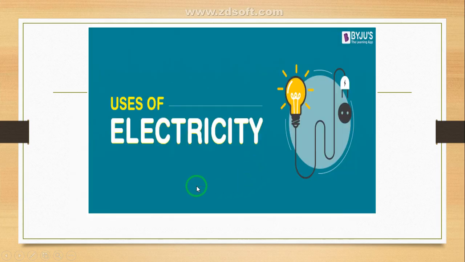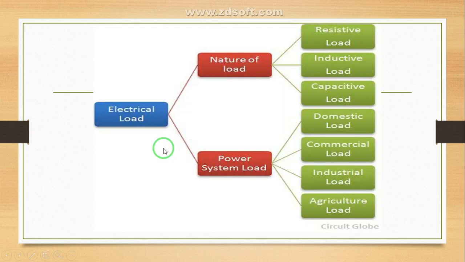After getting the electricity, we utilize it in different types of loads. Electricity has a wide range of applications. The electricity consumers are named electrical loads. Electrical loads are of two types: one is nature of load, and the second is power system load. What is nature of load? It means whether the load is a resistive load, an inductive load, or a capacitive load. According to the load it will receive the power.